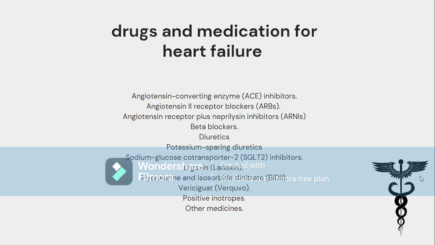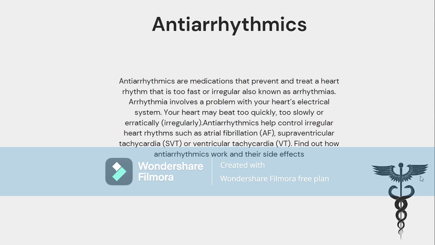So, antidysrhythmic drugs are a class of medication used to treat abnormal heart rhythms or arrhythmias. This medication works by either slowing down or speeding up the heart rate or by restoring the heart's normal electrical activity. While these drugs can be effective in treating certain types of arrhythmias, they can also have serious side effects and should be used with caution.